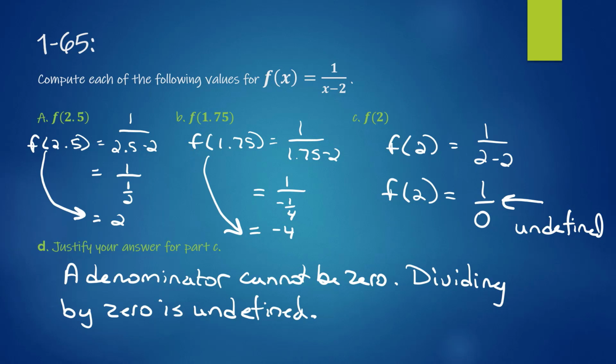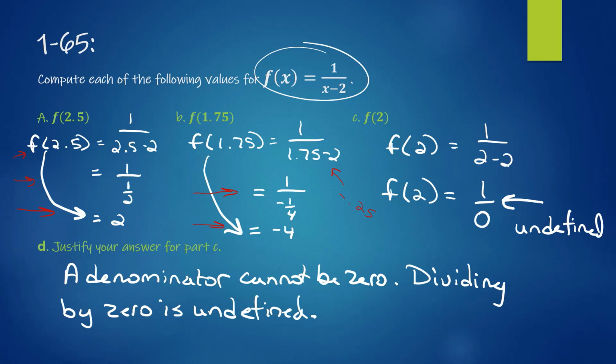1-65 is just asking you to enter different values into this function that we have at the top, okay? And that's all you're doing. If you look at what I've done here, I've plugged 2.5 into that equation. So 1 over 2.5 minus 2 equals 1 over 1/2, because you have a 0.5. Well, that's easier when you see the fraction. So 1 divided by any fraction just means you're flipping that fraction, and that is 2. And the same thing on 1.75, you end up plugging it in and getting a -0.25 on the bottom. Well, that's 1/4. So 1 over -1/4 flips and becomes -4.